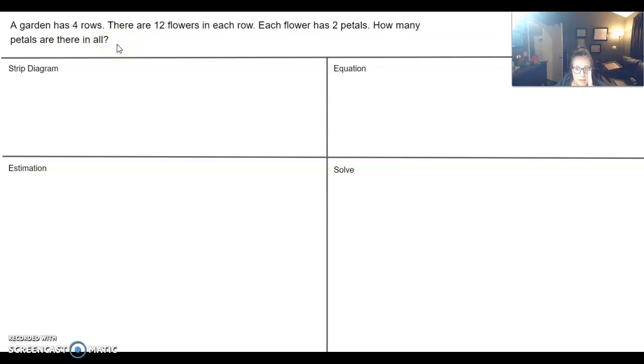So I read it one time, so let's read it a second time. A garden has 4 rows. There are 12 flowers in each row. Each flower has 2 petals. How many petals are there in all?